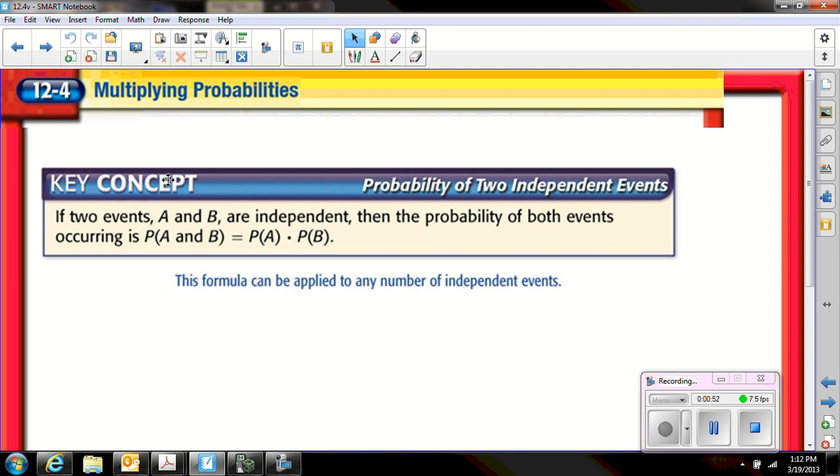So to find the probability of an independent event, we have two events A and B which are independent, and we want to find the probability of these events. Well, the probability of A and B occurring, meaning both of them, is simply the probability of A times the probability of B. Now, this formula can be applied to any number of independent events, which means if I have 5 independent events and I want to figure out the probability of all 5 occurring, it's simply the probability of each one multiplied together. So let's give a couple a try here.